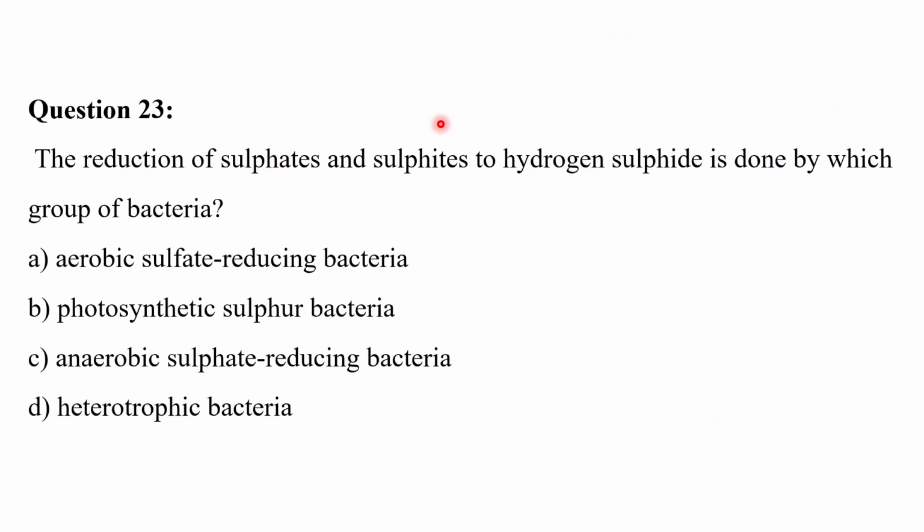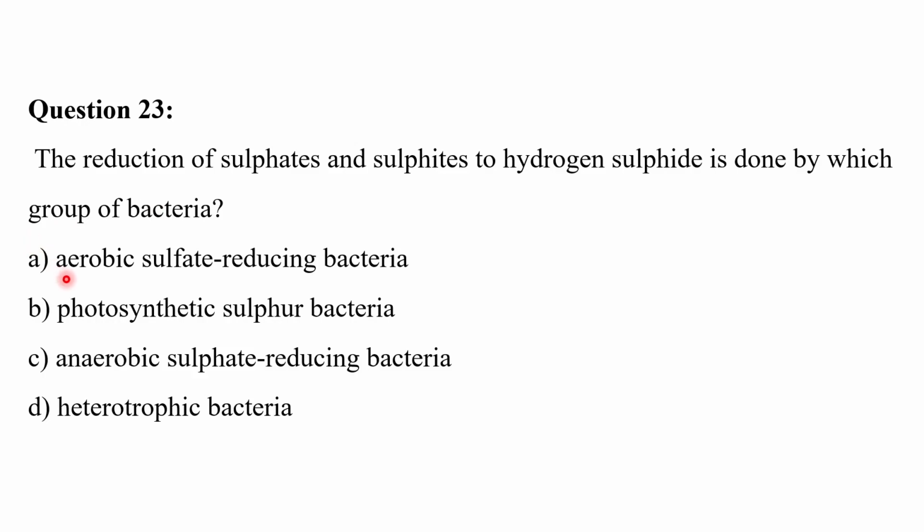So moving to the next question, question number 23. Reduction of sulfates and sulfides to hydrogen sulfide is done by which group of bacteria? We had discussed the Winogradsky column right now, so you should be able to answer. Which group of bacteria was converting sulfates and sulfides into hydrogen sulfide? Tell me the option only, that will be fine.